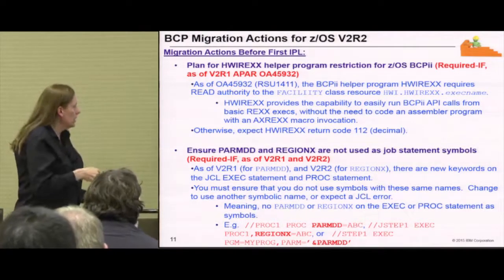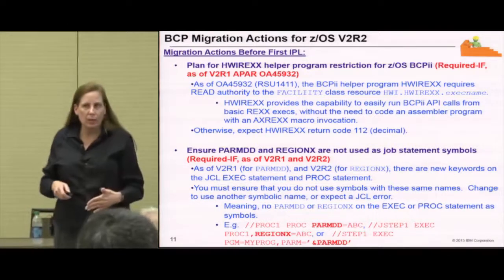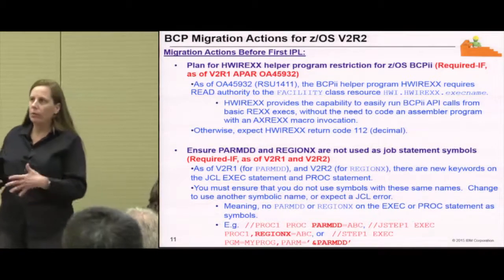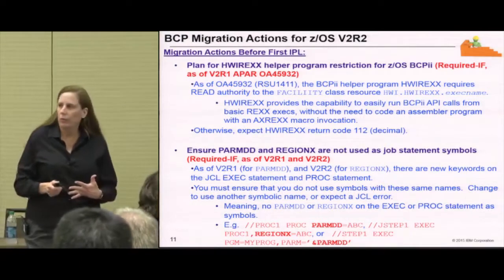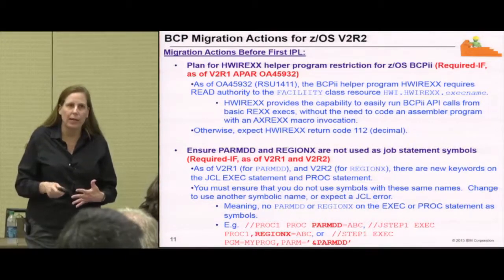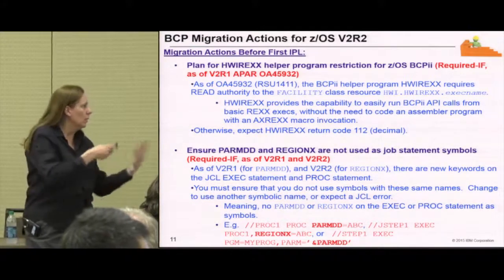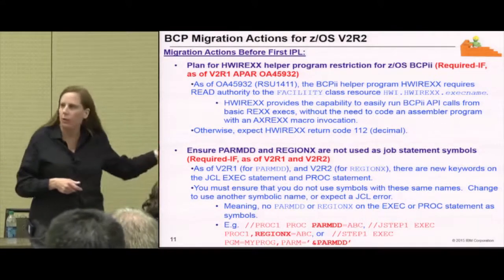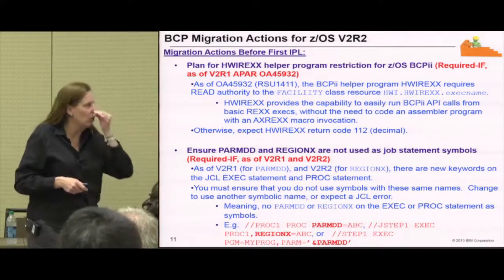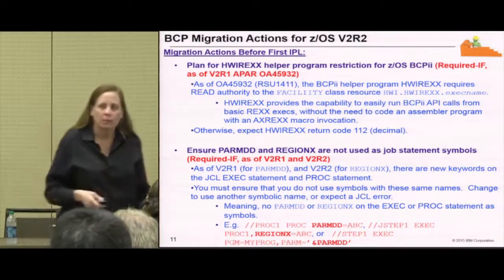So PARMDD came in 2.1, REGIONX came in 2.2. So now that we are using them as keywords, you cannot use them as symbols in your JCL. That's just the way it's going to be. And as we add more of these, we will tell you about them in this kind of a method. We don't do this very often, so it was a long time in coming when we did this.